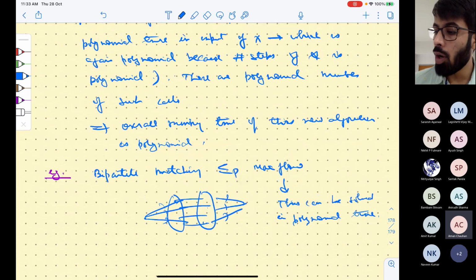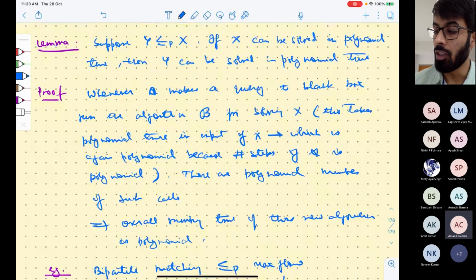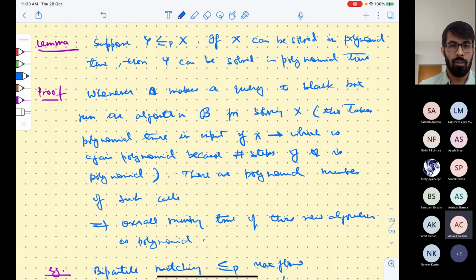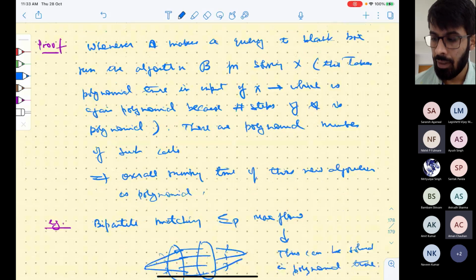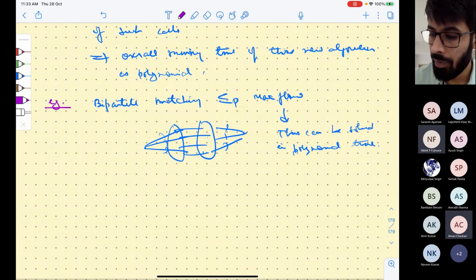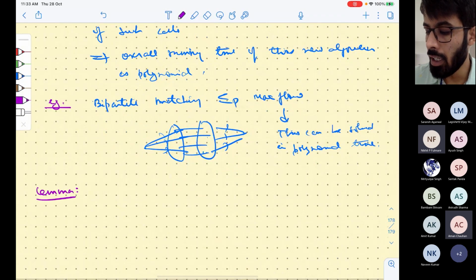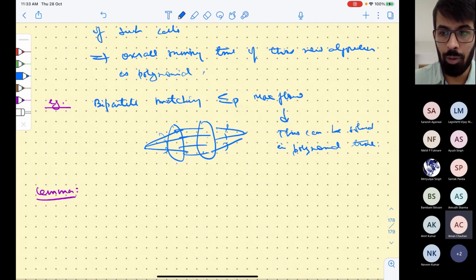But now we actually want to look at the other direction. So what is the contrapositive of this lemma? Anyone? Just tell me the contrapositive. If Y cannot be solved in polynomial time, then X also cannot be solved in polynomial time. Exactly. So we have shown that lemma. This is just the contrapositive of that, but this is what we'll be using a lot. Or this is what the intuition is about.